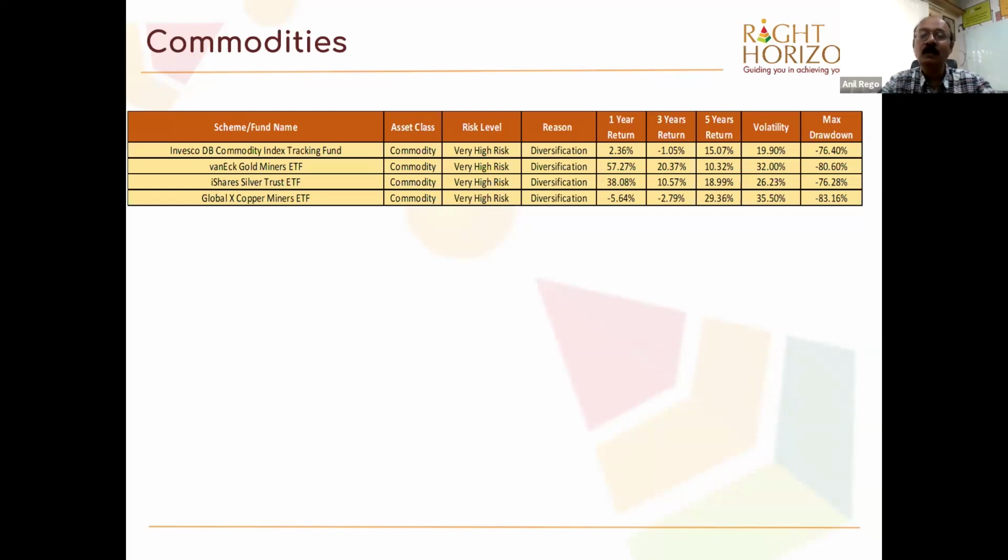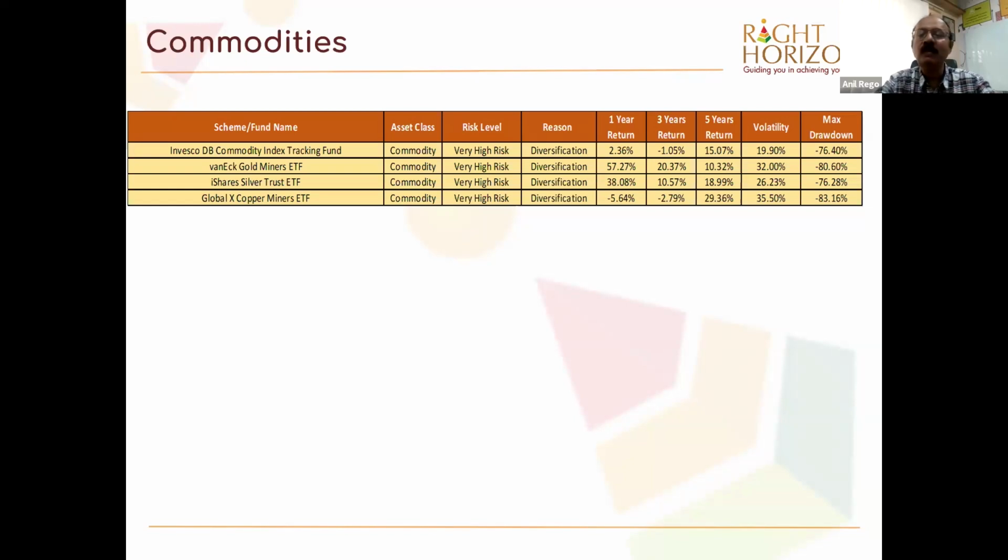When you look at it, some of it looks good. You will find that some of the gold miners ETFs have done phenomenally well. But the maximum drawdown was 80%, which means the gold miners ETF has fallen 80% from its high at some point. That is something you keep in mind. When you invest in commodities, you have to be a little more nimble, and see when you can come in and go out.